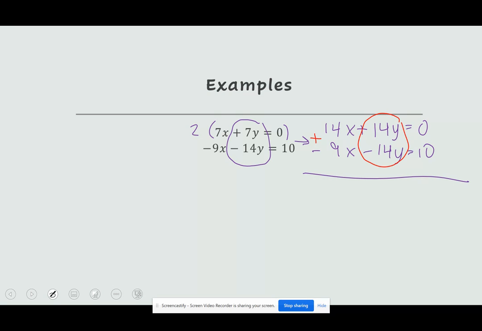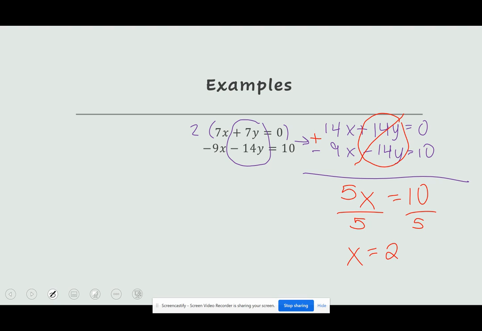So we have 14x plus negative 9x gives me positive 5x. 14y minus 14y goes away, it's 0. And then 0 plus 10 is 10. Whenever you're doing this, you should have one of your variables cancel out. If you don't, go back and check your work or multiply by something different. Divide by 5 to get your final answer, so we have x equals 2.